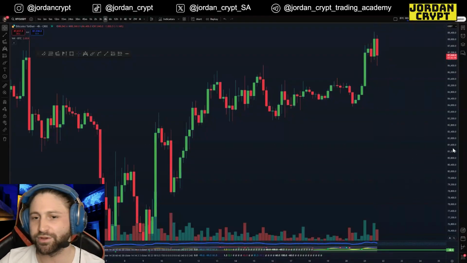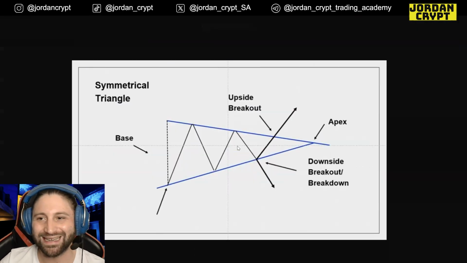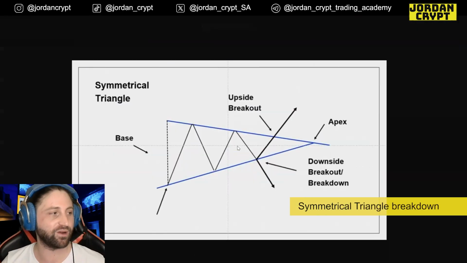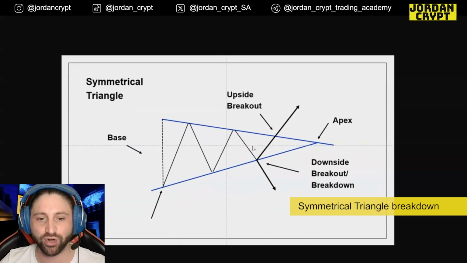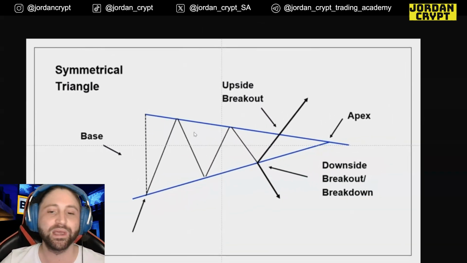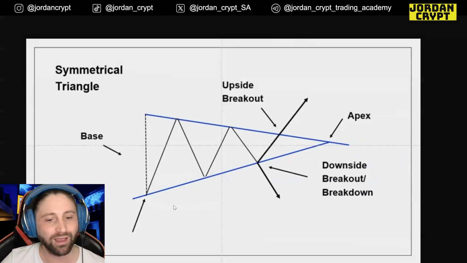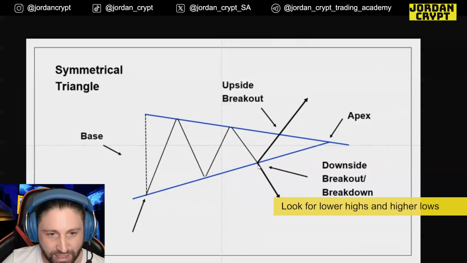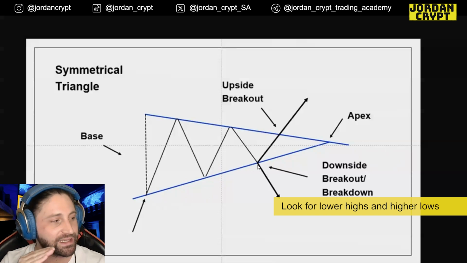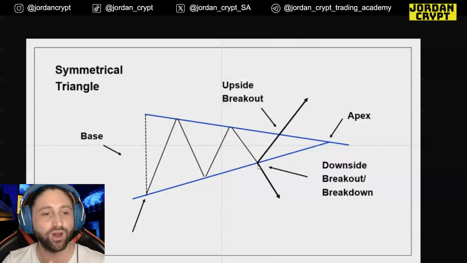Of course, the first thing is to break down the concept of a symmetrical triangle. In very simple terms, a symmetrical triangle is when the price is making consistent lower highs as well as higher lows. This is showing a squeeze on the charts in volatility.